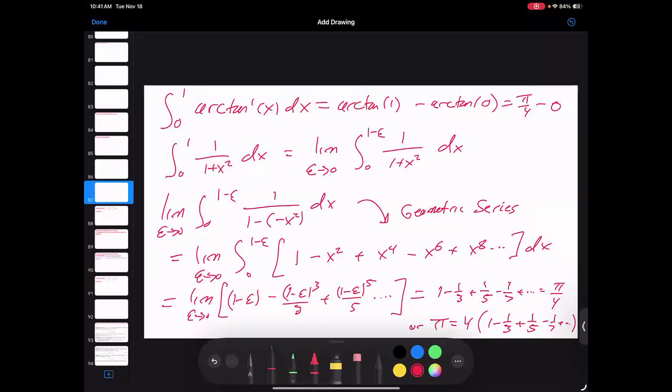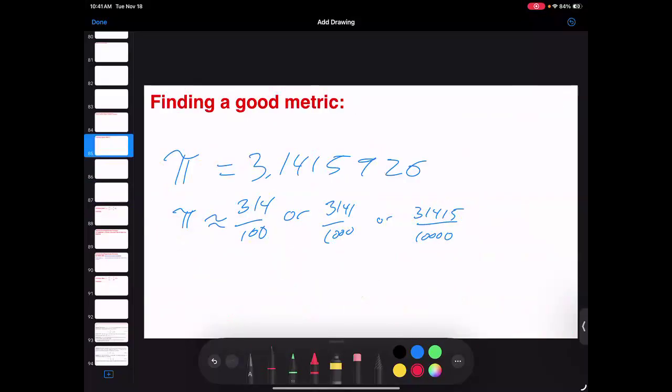So a little bit of a digression, but I can calculate the decimal expansion of pi. It's a little bit of work. This is not the best way to do it, but I can do it. So I can now calculate the decimal expansion of pi.